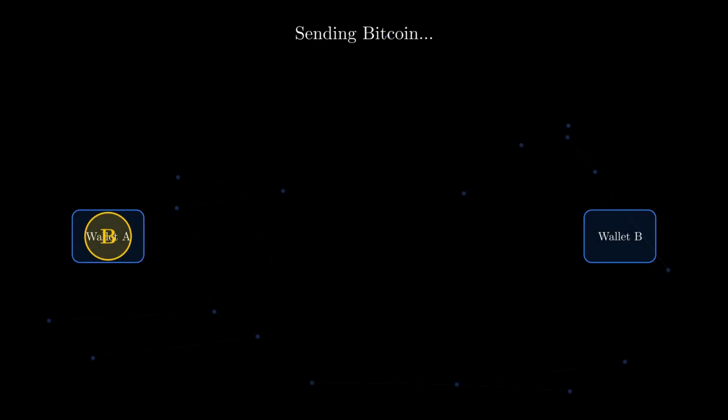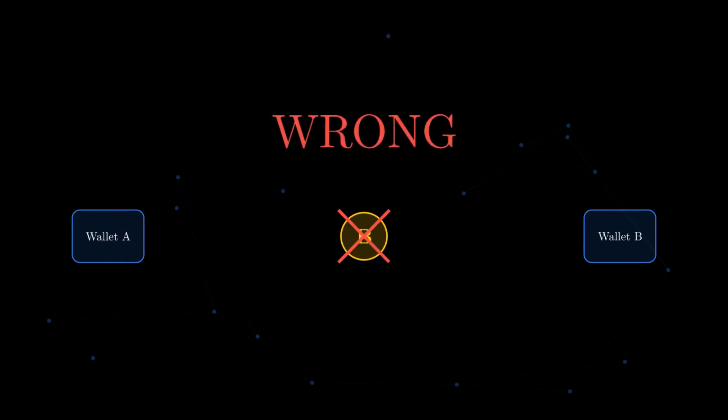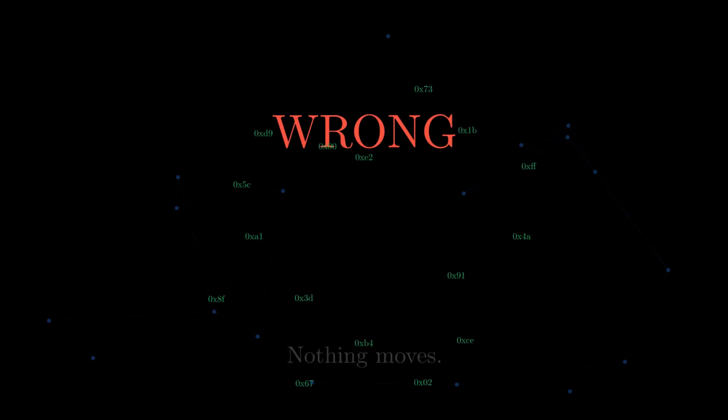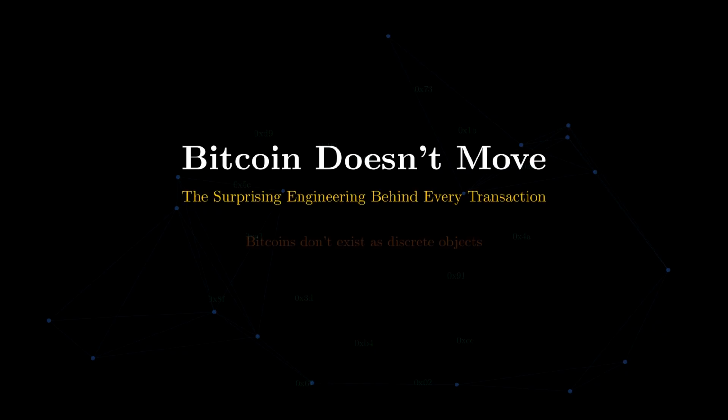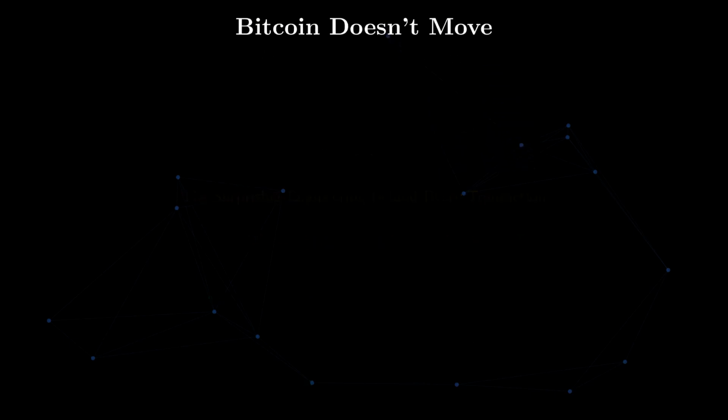You probably imagine sending Bitcoin like sending an email, a digital coin flying from your wallet to someone else's. That's completely wrong. Nothing moves. Bitcoins don't even exist as discrete objects. When you hit send, the mechanism is entirely different from what most people picture.